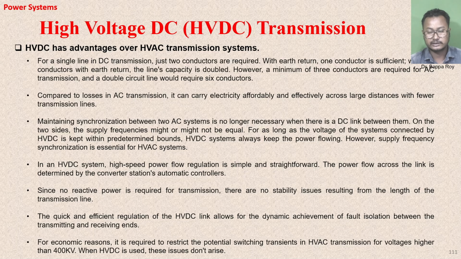But if we talk about AC, obviously there is reactive power, real power and reactive power in AC. The quick and efficient regulation of the HVDC link allows for the dynamic achievement of fault isolation between the transmitting and receiving ends. For economic reasons, it is also required to restrict the potential switching transients in HVAC transmission for voltages higher than 400 kilovolts. When HVDC is used, these issues don't arise. Switching transients you need to consider for AC.